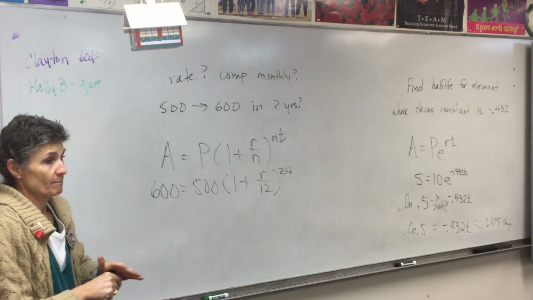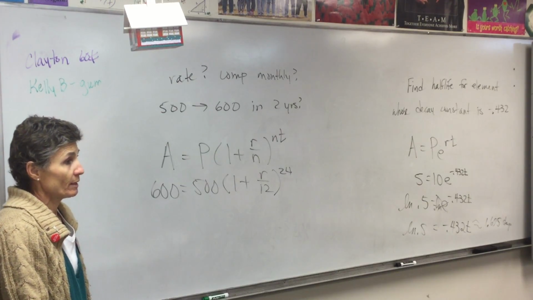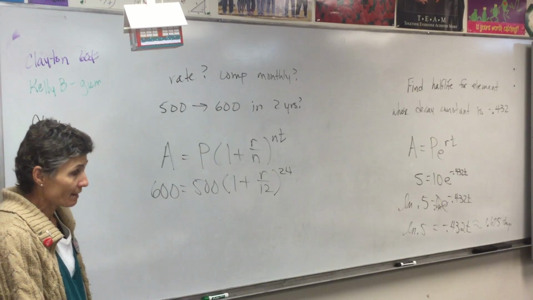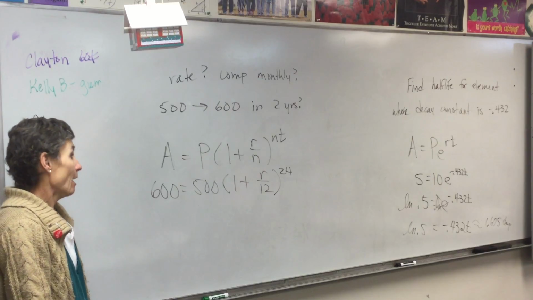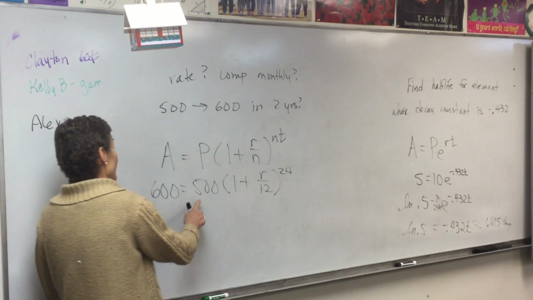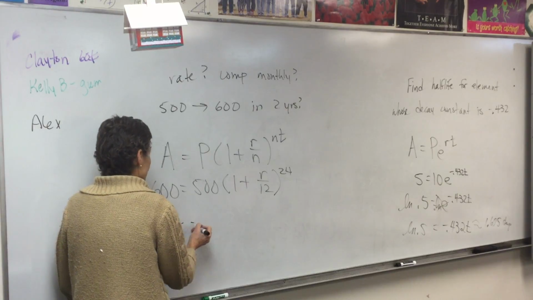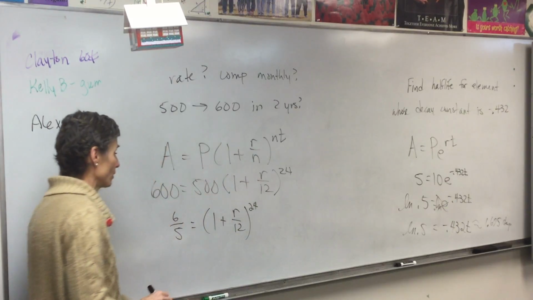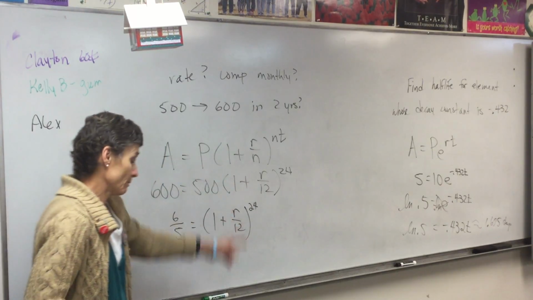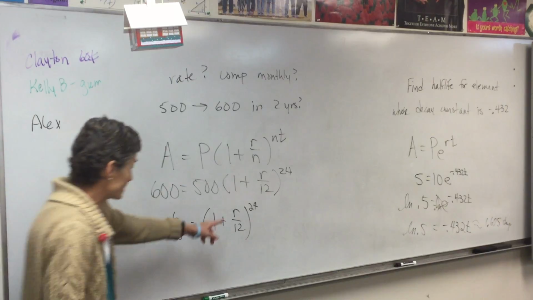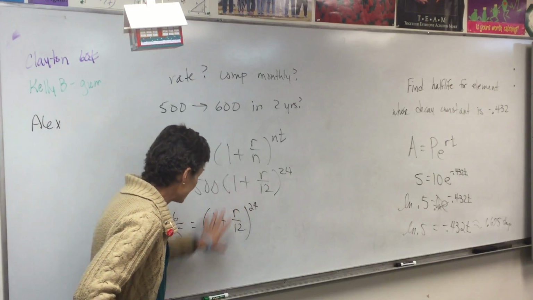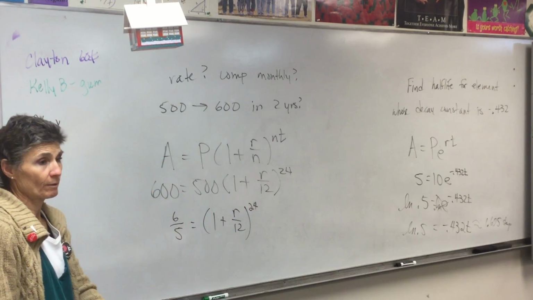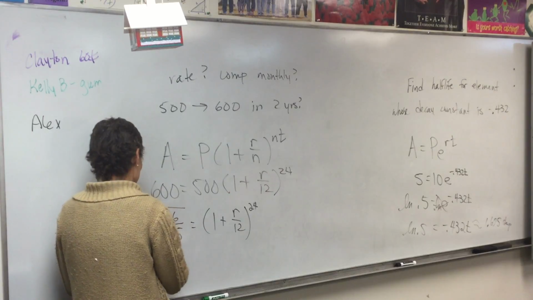Notice where the variable is. Is the variable in an exponent? No, the variable is not an exponent, so therefore we will not be using logarithms. However, we start the problem the same way. We need to divide. So 6/5 is (1 + r/12) to the 24th power. Now, we do need to get rid of that 24th power because we need to solve for r. So we need to get it out of that parentheses. So how do I get rid of a 24th power? I 24th root it.